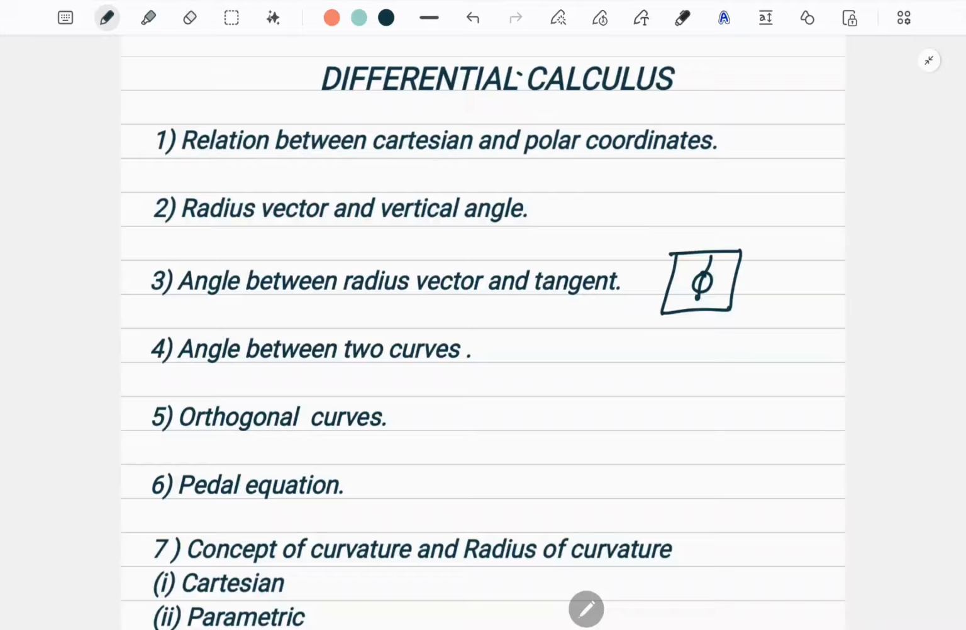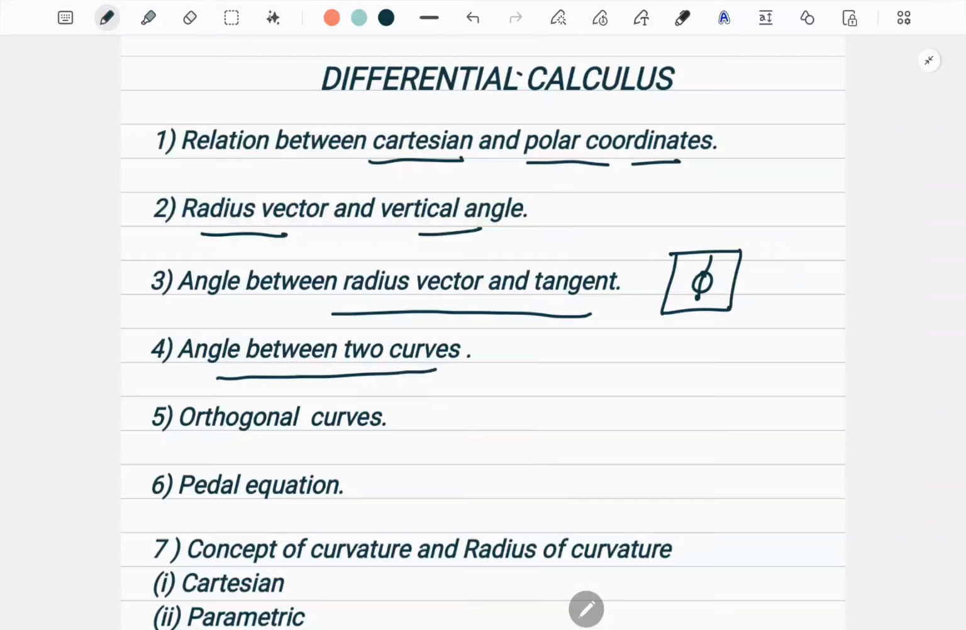So first I will introduce you Cartesian coordinate. You already know. I will tell you what are the polar coordinates, which you have used earlier, but now we will do the connection between both. Then what is a radius vector, what is a vertical angle, what is the angle between radius vector and tangent, how to find out angle between the two given curves, what are the orthogonal curves, what is the meaning of pedal equation, and how to find out pedal equation for the curve.